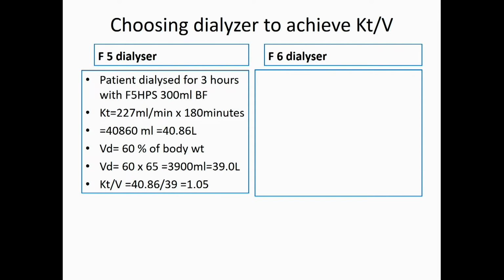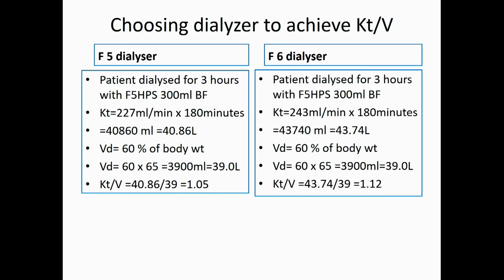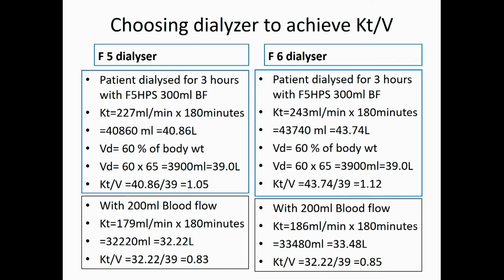Ultrafiltration you can calculate with the calculators which are available. If you're using an F6 dialyzer, then the same gets translated into a Kt/V of 1.12. So at least you can plan initially, then you need to calculate the Kt/V and adjust it. But if you're starting with an F4 dialyzer, you're not going to get it. In the same patient, if you use a 200 ml blood flow, which most patients are started with, you're only giving 0.8 Kt/V, which is insufficient. So starting with it is okay, but in the long run it is not sufficient.